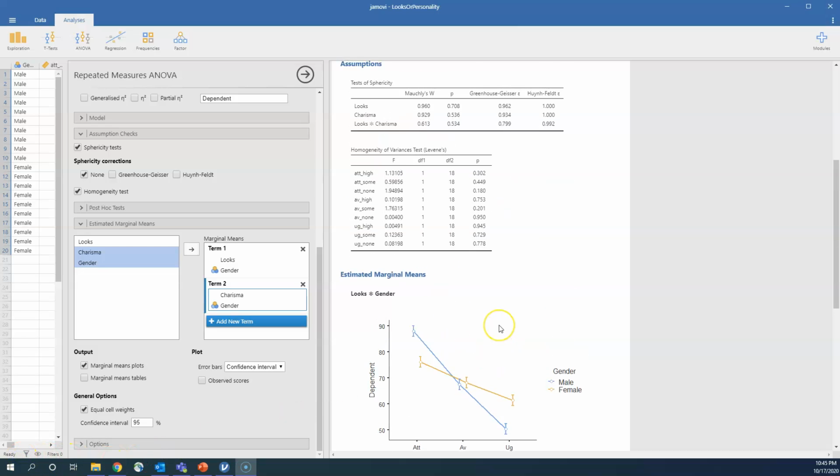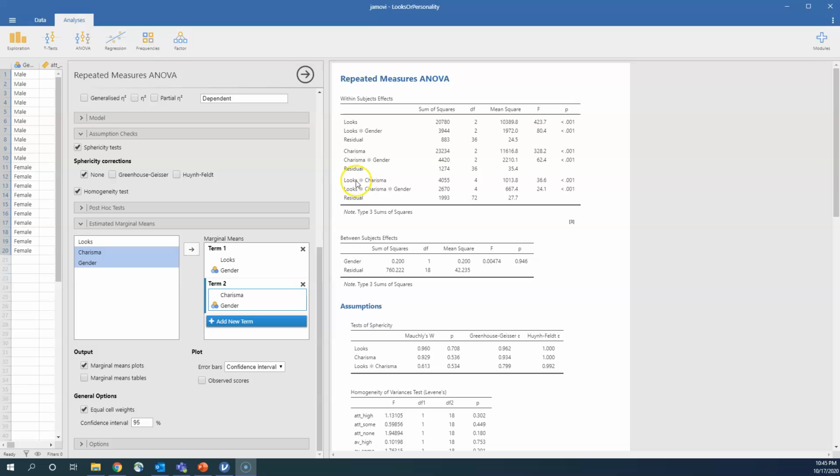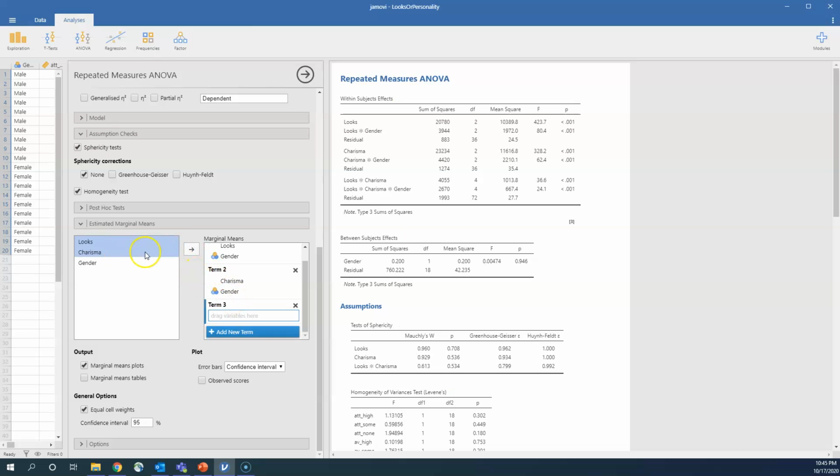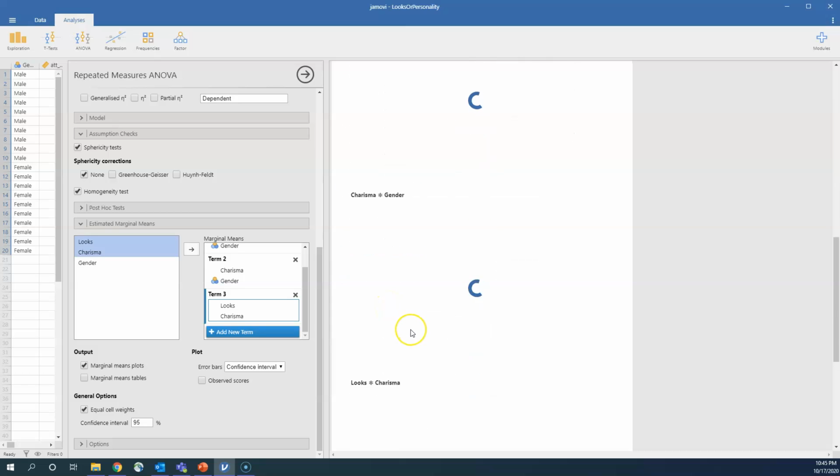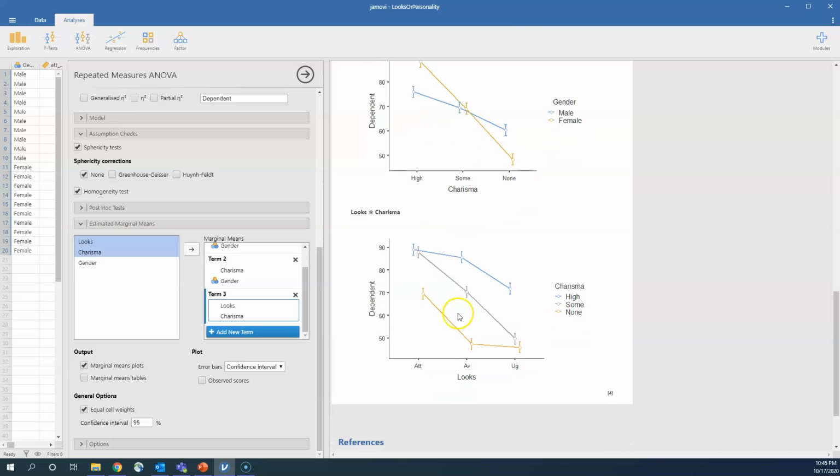Okay, another thing we want to look at, we go back up here, we have another two-way interaction, which is the looks by charisma interaction. The way we would get that, again, is to highlight both looks and charisma. We add a new term, asking for a new graph, and then we plug them both over at the same time. It will give us a looks by charisma interaction graph. And there's a lot going on here, but I'm going to try and break it down a little bit so that you can get a good sense for how to interpret this.